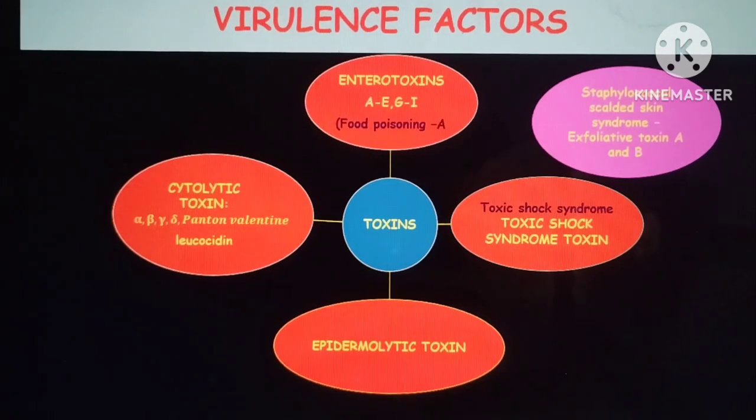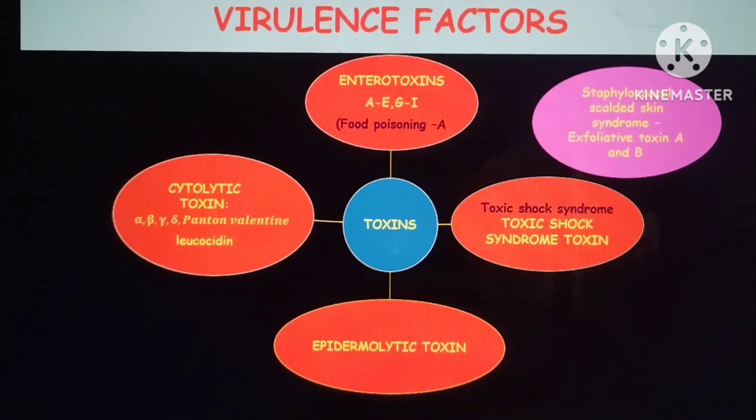First, the virulence factors. Every bacteria will have virulence factors, right? Here, first is the enterotoxin. It has types A to E and G to I. In that, you want to remember enterotoxin A, which is responsible for causing food poisoning.